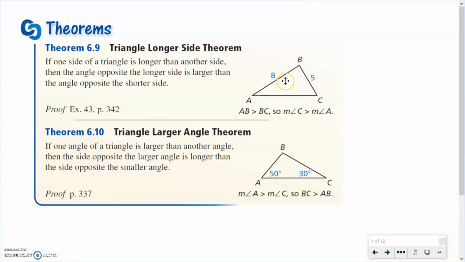And since 8 is across from angle C, that means angle C will be bigger than angle A right here, because A is across from the length 5 and C is across from the length 8. So the longer the side it's across from, the bigger the angle. And then the same goes in the opposite direction. If it's a bigger angle, it means it's going to be a longer side. So in this case, the length of BC is going to be longer than the length of AB because it's across from a larger angle.